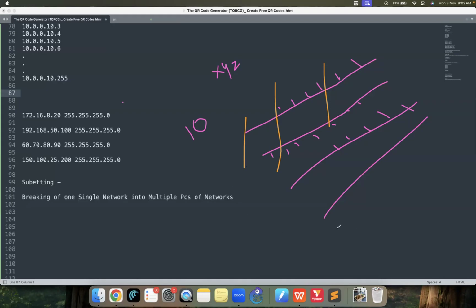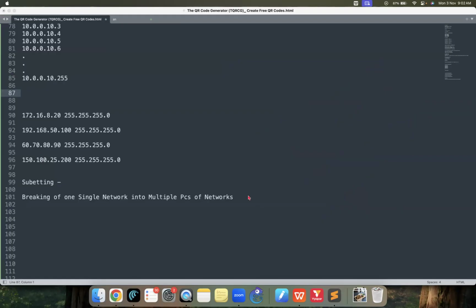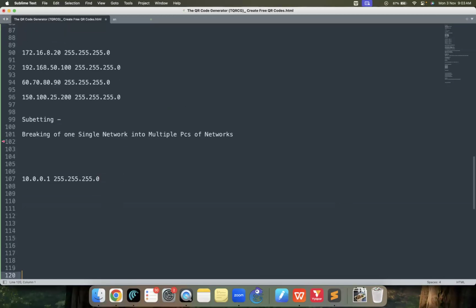So like we are breaking the entire big street into small pieces, we do subnetting. Subnetting means breaking one big network into small pieces, guys. So let me tell you one thing. Imagine I give an IP address 10.0.0.1 with subnet mask 255.255.255.0.